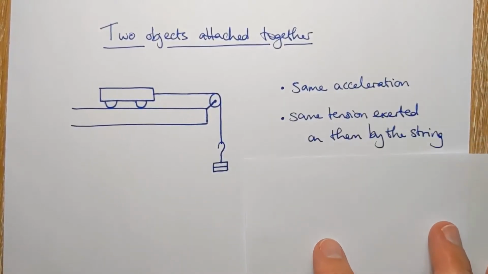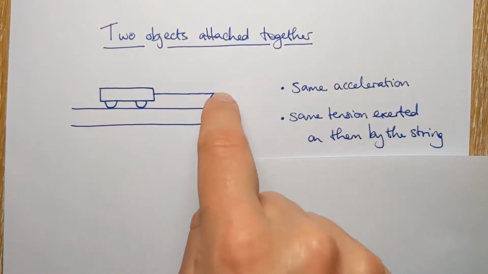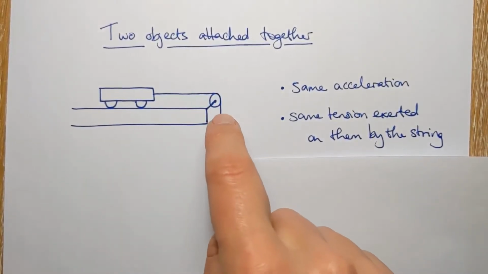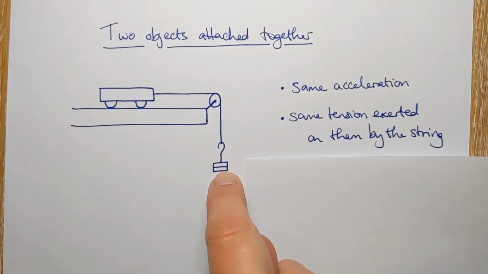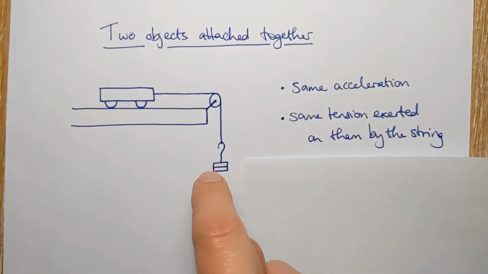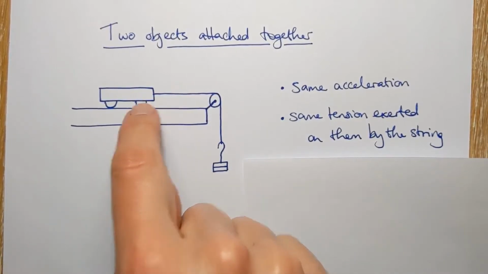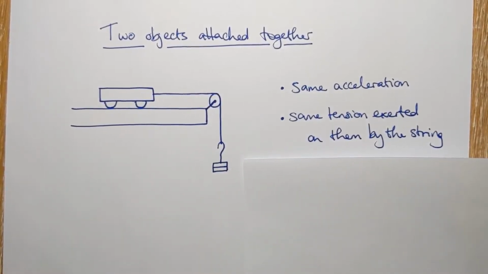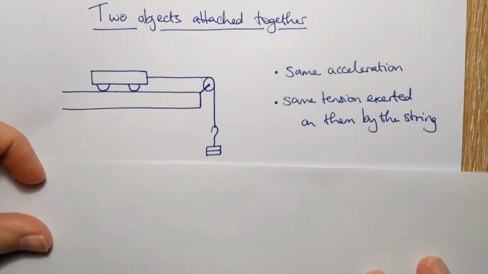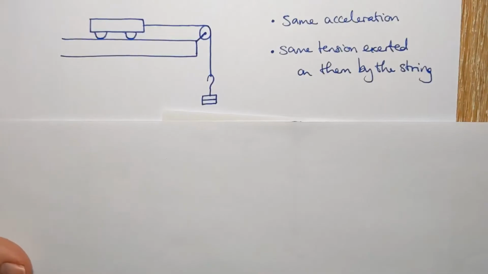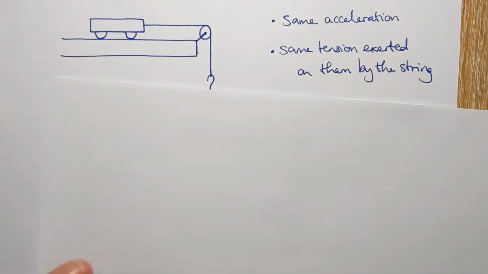And also, tension is transmitted along a cord. The tension is the same everywhere. So the tension that is pulling upwards on the mass there is going to be the same size as the tension that's pulling to the right on the car there. But if we draw force diagrams for the two objects, they look very different.